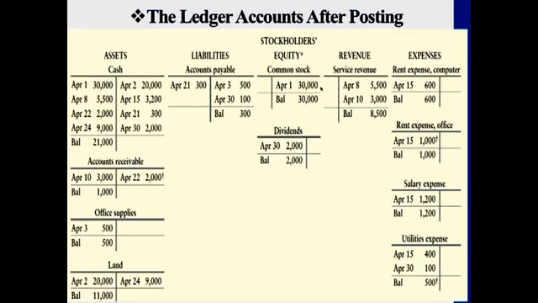Assets. Cash, accounts receivable, office supplies, land. Okay, so we have 4 asset accounts, the left side of the equation. What about liabilities? Only 1, accounts payable. Equity, we have a lot of them, right?